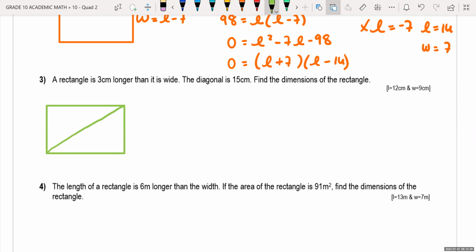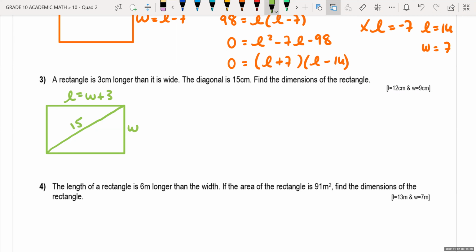Okay, so for this question, again, I'm going to be labeling my length here and my width here. A rectangle is 3 centimeters longer than it is wide. So if the width is W, that means the length is going to be W plus 3. And then the diagonal is 15 centimeters. So this number over here is going to be 15.